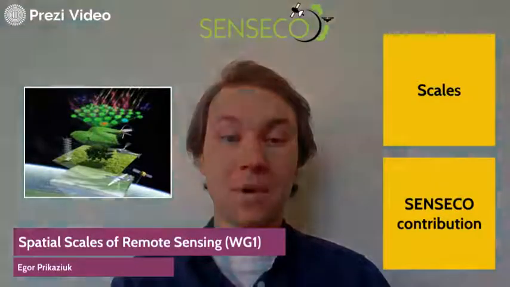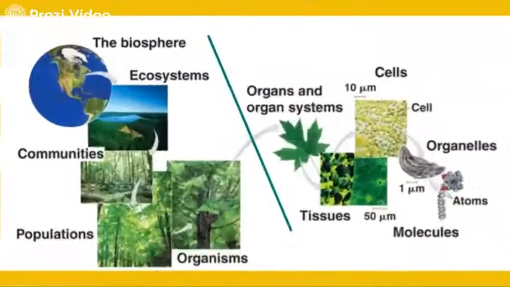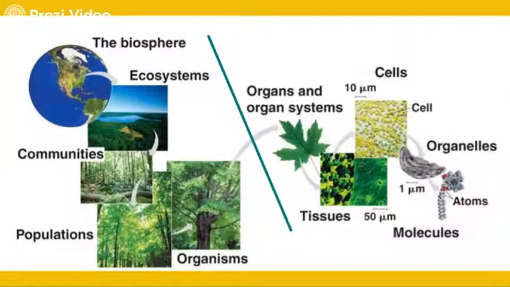Let's go. Well, scales, as the levels of biological organization, start from the biosphere, the biggest, through ecosystem and communities, populations and organisms. They go all the way to micro and nanoscales through organs, tissues, cells, organelles, and atoms.